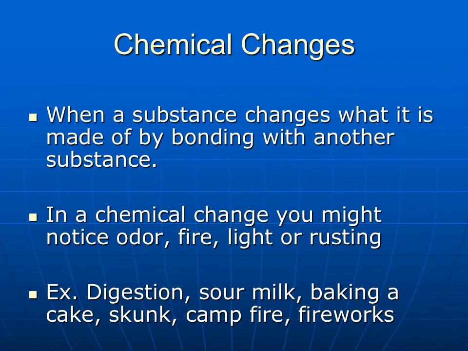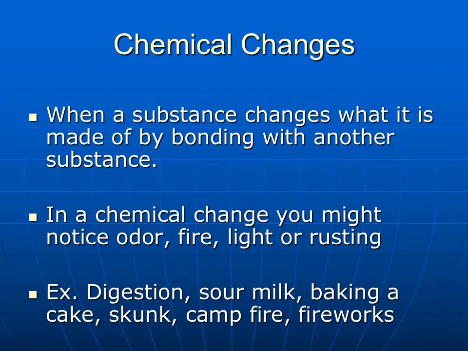Chemical changes are when a substance changes what it is made of by bonding with something else, another substance. In a chemical change, you might notice a change in smell. You might see fire or light or something rusting. Examples of chemical changes: digestion. We spent some time on human body systems, and when you eat food, it starts off outside of your mouth and then it's in your mouth, and immediately the acids and the enzymes in your mouth start working on your food, and then the acids in your stomach start breaking it down even more.